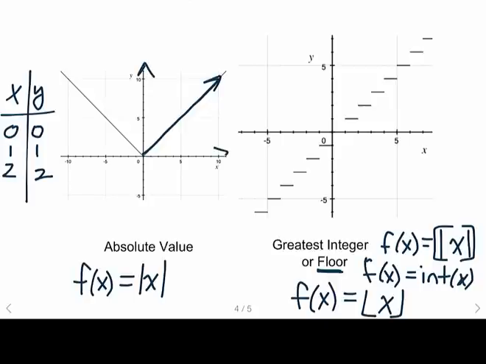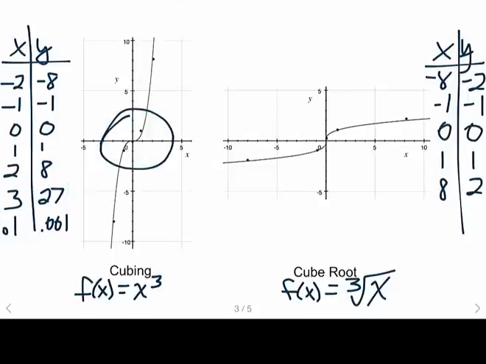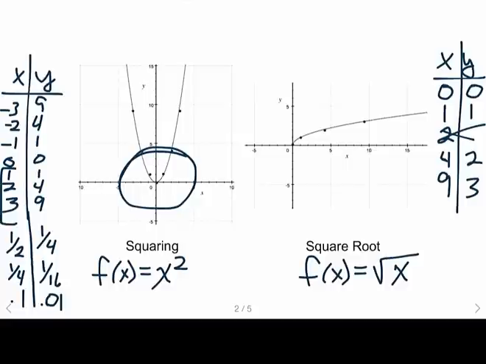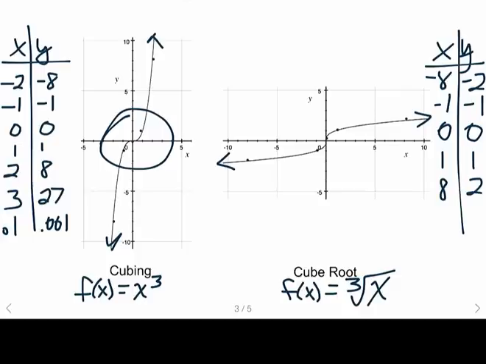Oh, I forgot to, let me go back here. What I want you to do is in your cubing and your cube root function, I want you to put arrows at the ends. Let's go back even further. In your squaring function, arrows on both ends. The square root function only gets an arrow as it goes off in the first quadrant. And that lack of an arrow at the origin indicates that that's basically the start of the graph. There's no more to the left or below that. Sorry about that. Back to where we were.